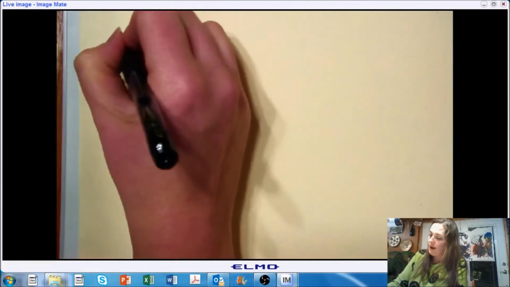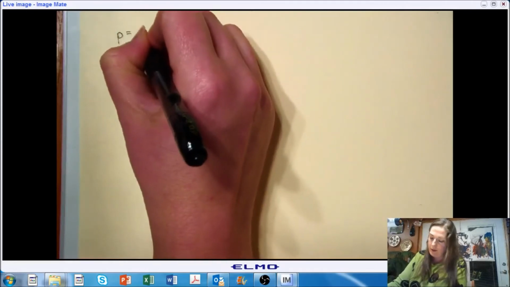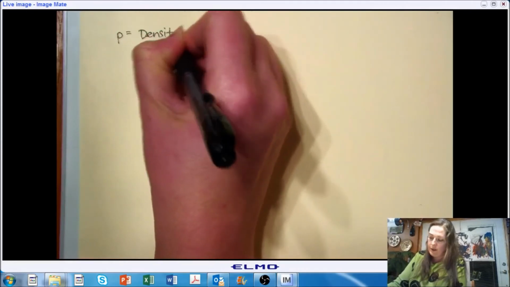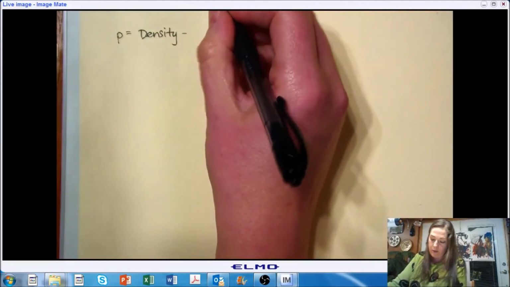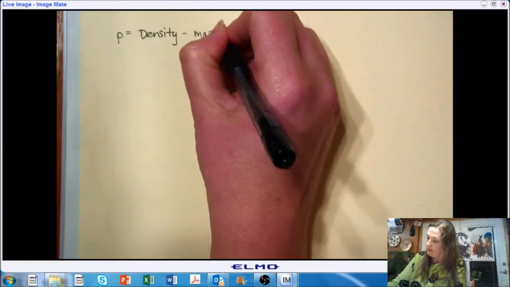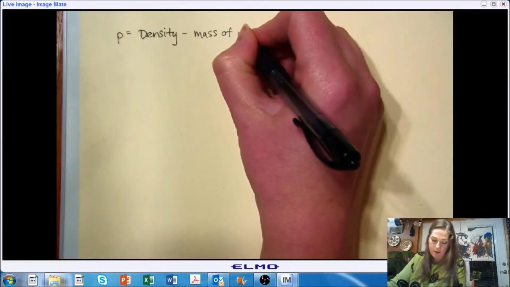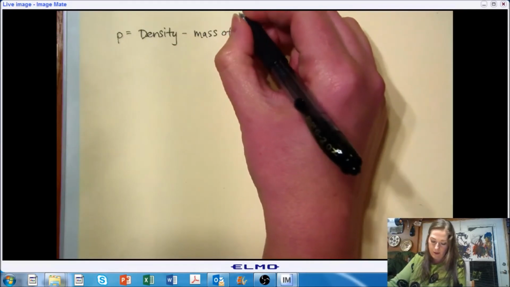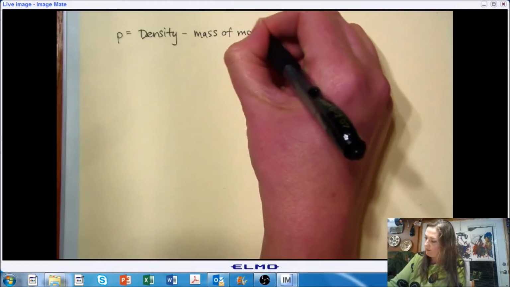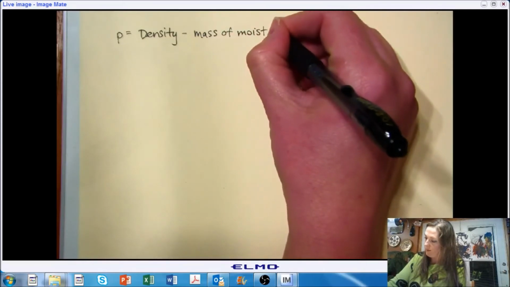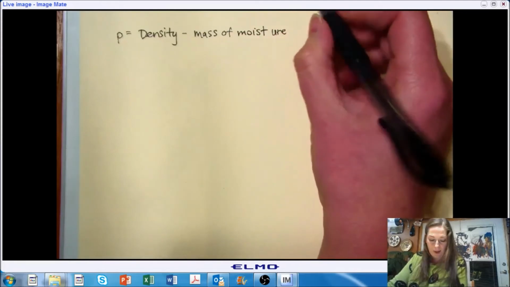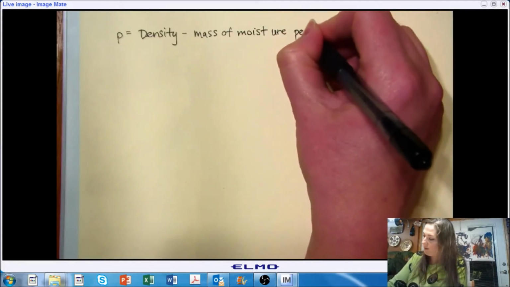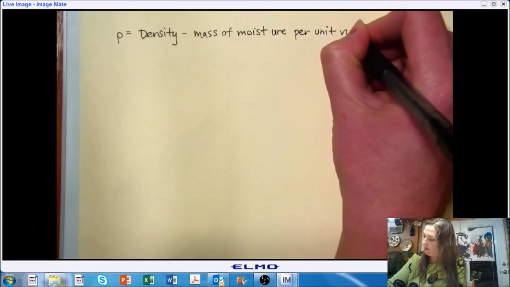And we have just a couple more properties that we need to define. So rho is our density. We've seen density before. This is just with respect to moist air. So it's the mass of air per unit volume of air. Mass of moisture per unit of volume of air.